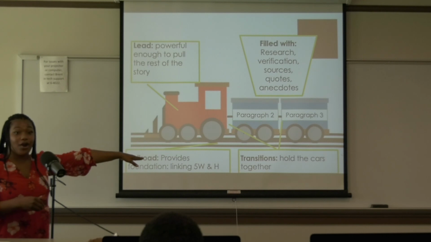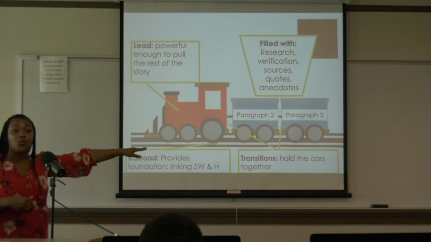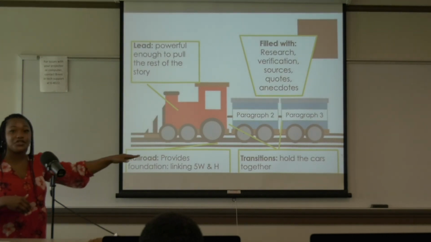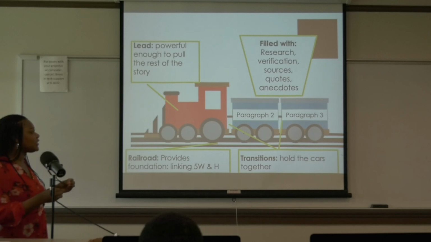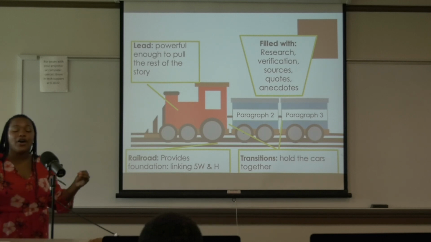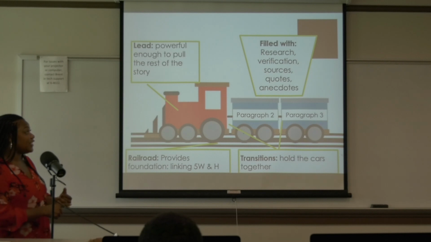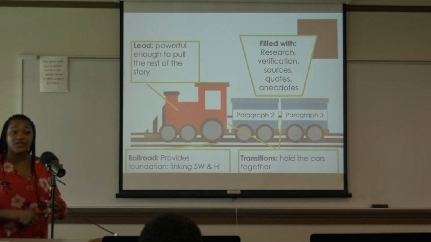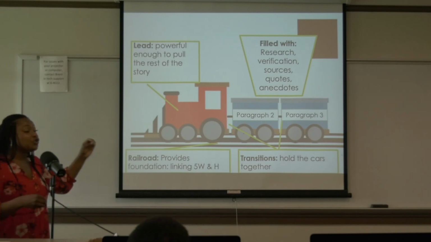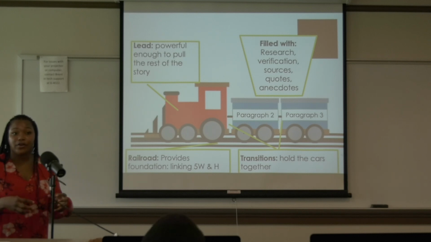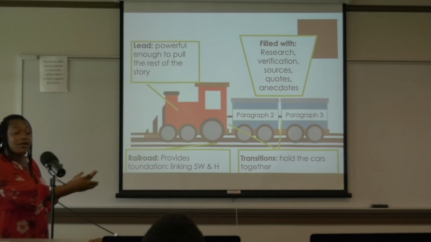Now, what you see here also are transitions. What are the transitions on this train? They're linking the trains together. They're linking the paragraphs together. And I love this pictograph because it does a good job of showing you how important transitions are, how important the paragraphs are, where they fit in the body of a story, the lead, how all of these things come together. The transitions hold the paragraphs, and in this case, the cars or the carts of the train together.